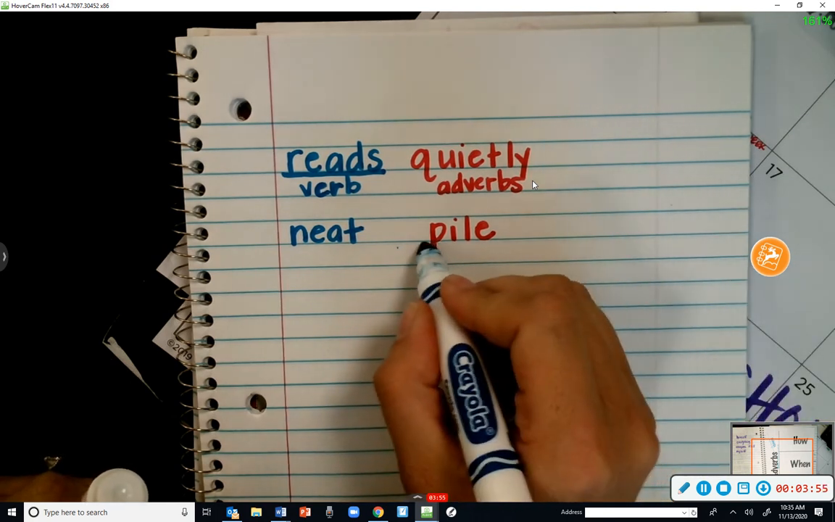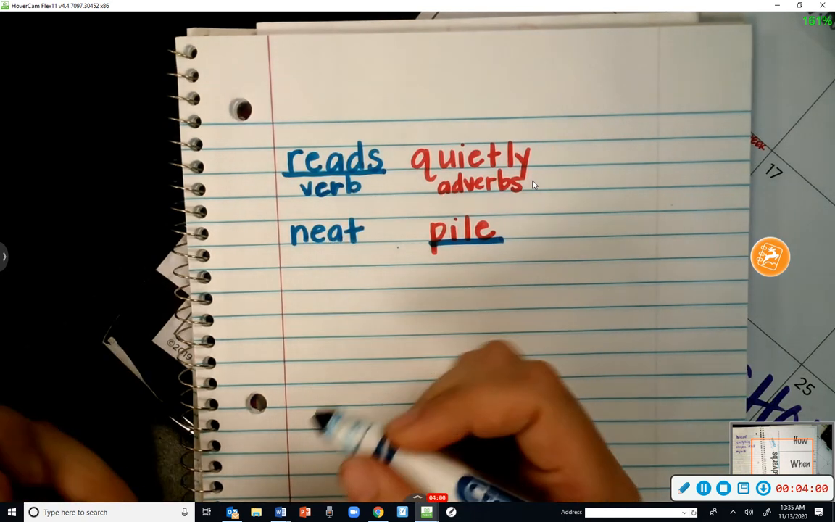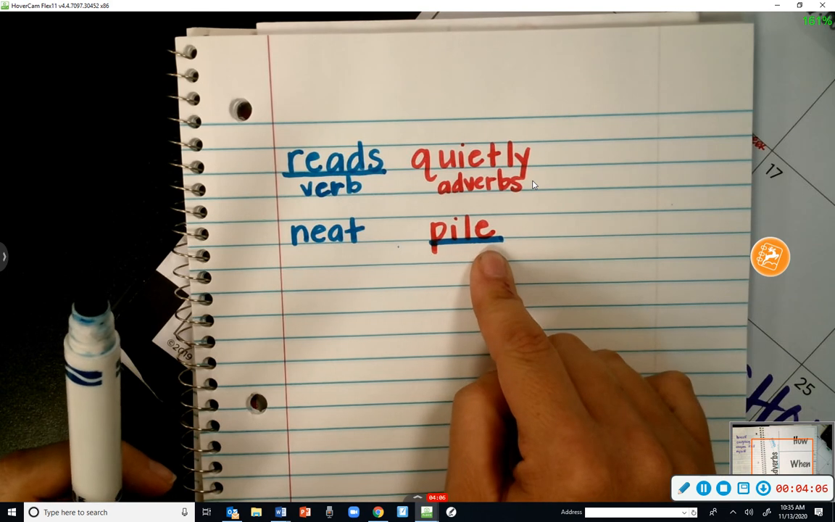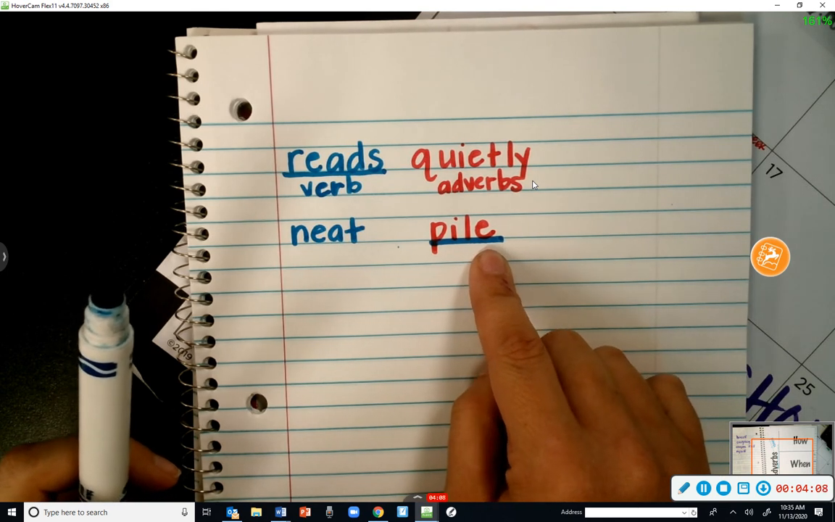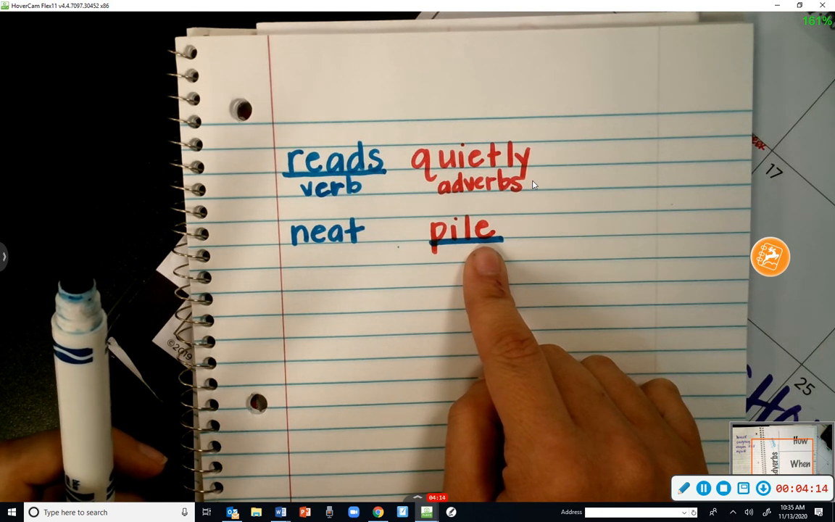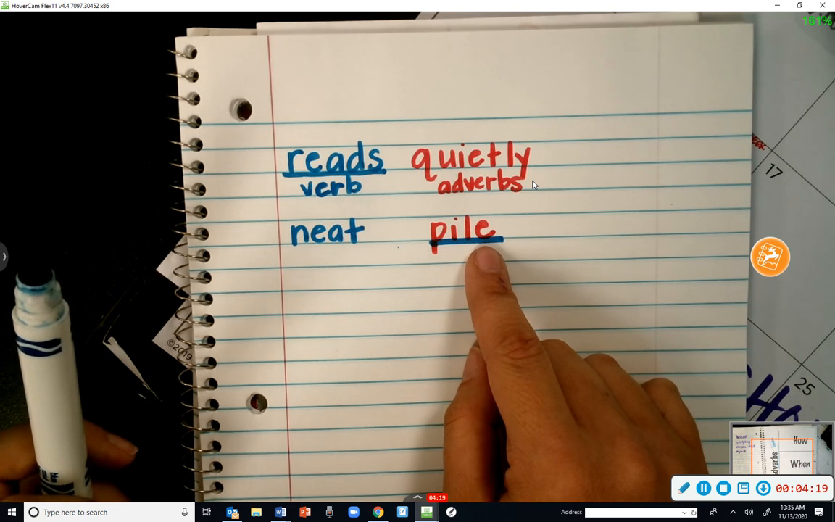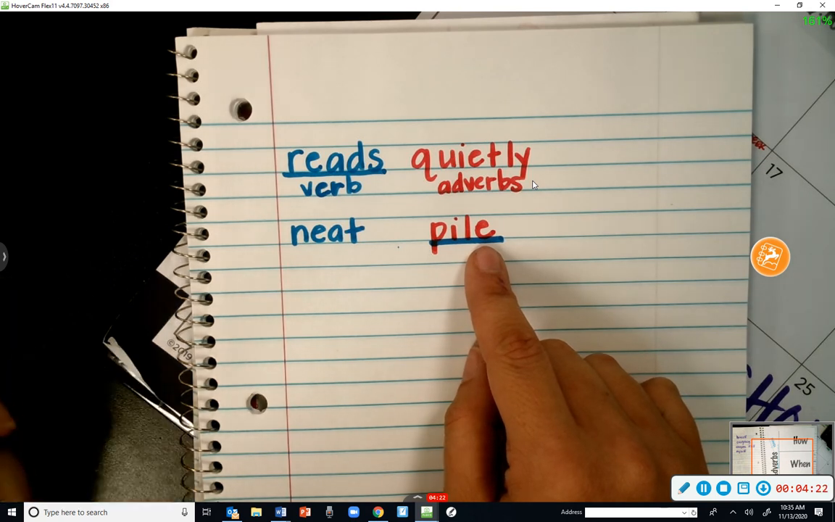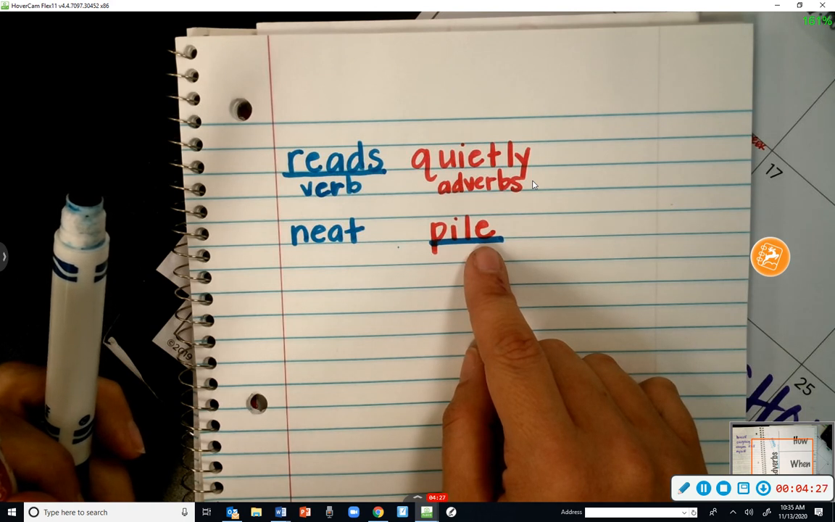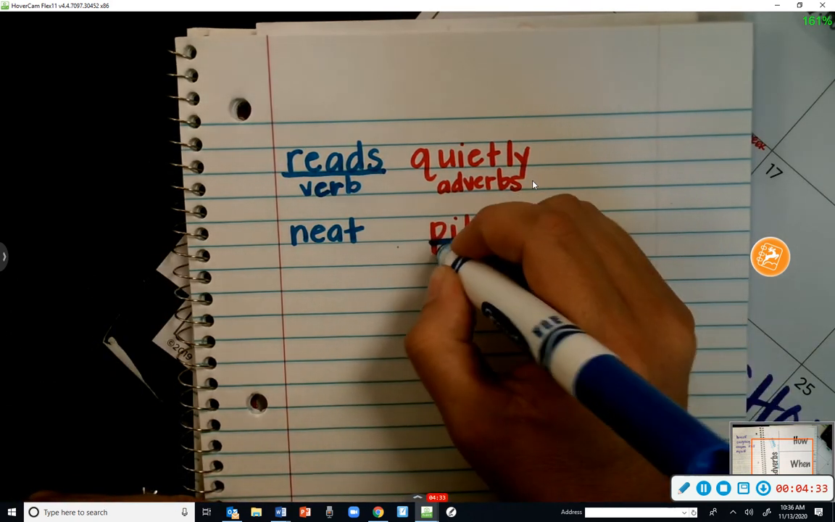Okay, actually I should have flip-flopped this. This should have been blue and this should have been red because this is the describing word, neat, right? Okay, so first we need to look at pile. It's describing a pile, like a pile of clothes or a pile of leaves. Is pile a verb, something you can do? No. A pile in this case is like a stack of things, so that's a thing, right? A noun.